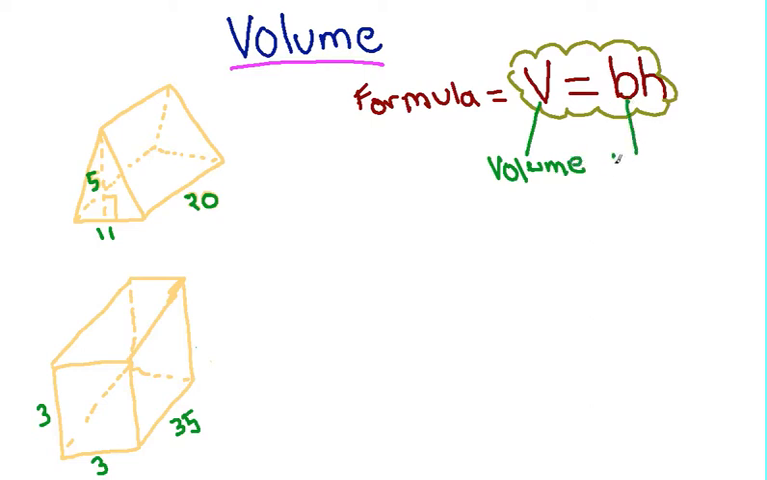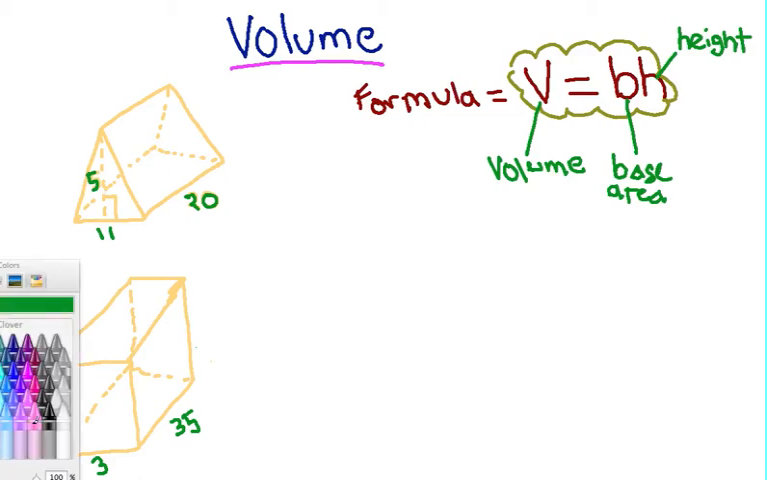The B is the base area. Base area. And H is the height of the three-dimensional object. The height. So, let's do some examples.